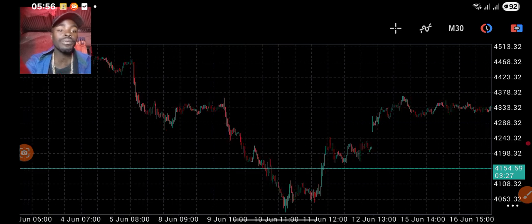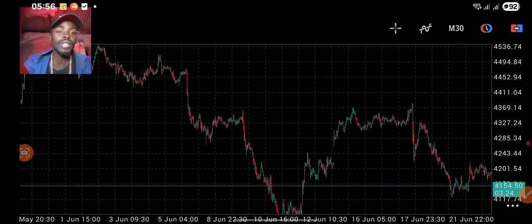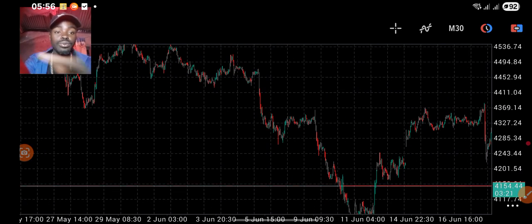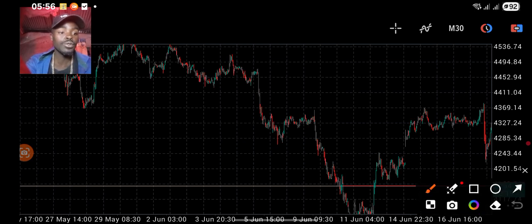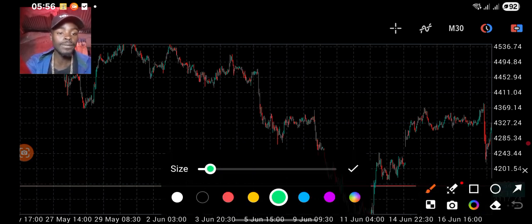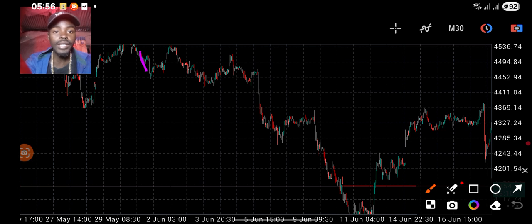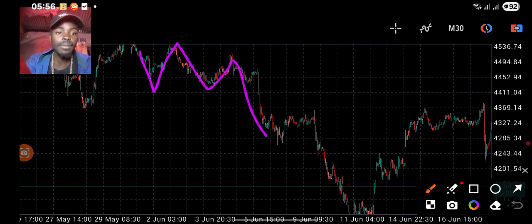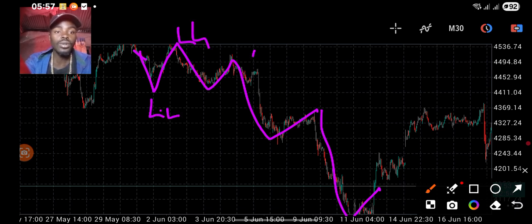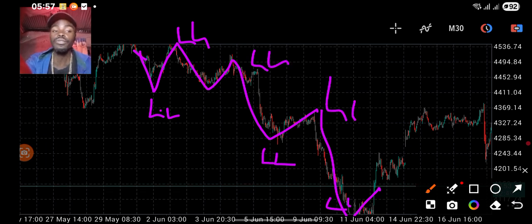Let's take an example of a downtrend here. If you spot this downtrend very well, the market is moving down like this. This is the market structure we are spotting, and the market goes up like that. This is a market structure because this is a lower high, this is a lower low, this is a lower high, this is a lower low, this is a lower high, this is a lower low. So the market is moving down, right?